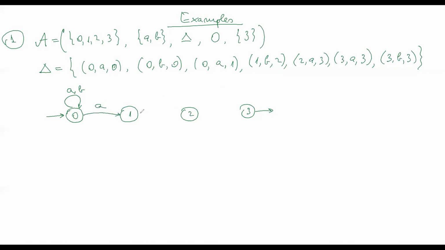With B I go from 1 to 2, with A I go from 2 to 3, and with A I stay in 3, and also with B, so I'm writing A and B. So that's the same way of defining the automaton.